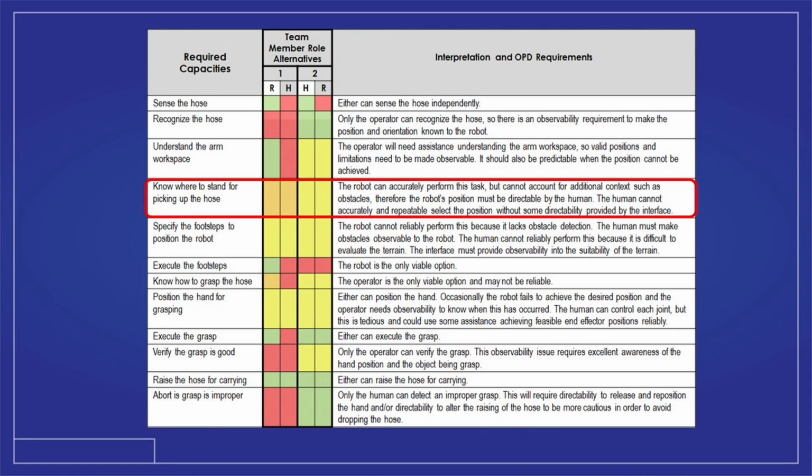As another example, consider knowing where to stand to pick up a hose or manipulate things in general. Here, the robot can accurately perform this task, but cannot account for additional context such as obstacles. Therefore, the robot's position must be directable by the human. On the flip side, while the human can account for that context, they have difficulty understanding the constraints bounding the robot's motions. This shows that each has different weaknesses, which means that if they can work together effectively, they can help mitigate each other's weaknesses.